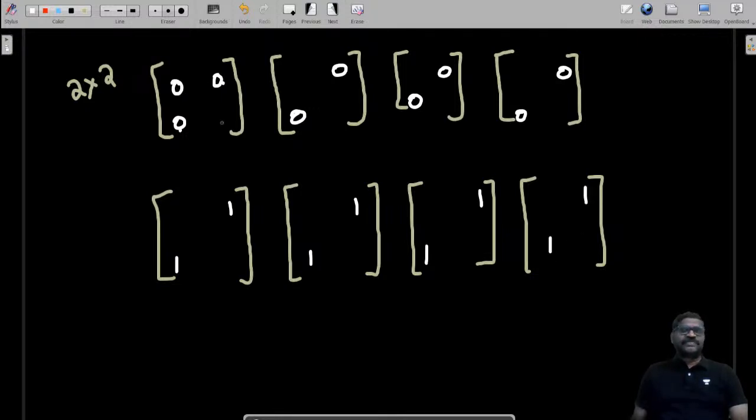Remaining entries are 0 0, 0 1, 1 0, 1 1. Understood? In this case, all the matrices are symmetric. All the matrices are different. Every entry of the matrix is either 0 or 1. So there are 8 different 2 cross 2 symmetric matrices we have.